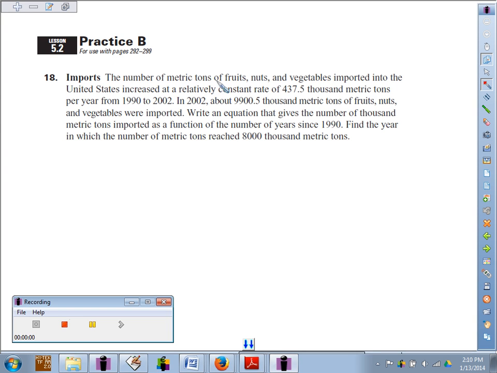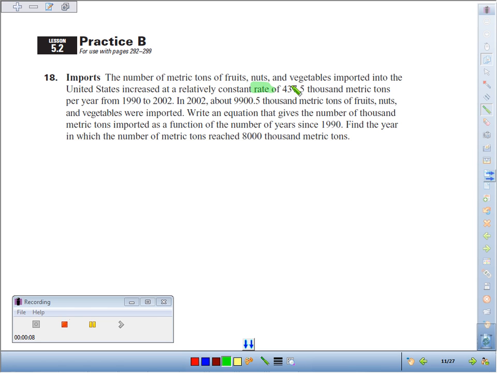Number 18, the number of metric tons of fruits, nuts, and vegetables imported into the United States increased at a relatively constant rate. There's a key word, rate. That's going to be our slope: 437.5 thousand metric tons per year from 1990 to 2001. So the study began in 1990. In 2002, about 9,900.5 thousand metric tons of fruits, nuts, and vegetables were imported.